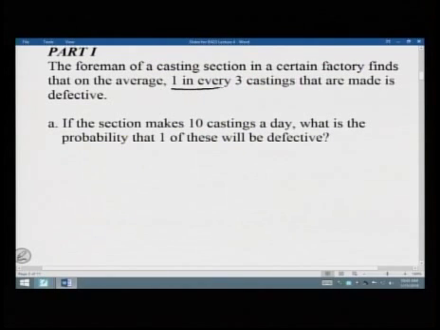Every 3 castings, so we know that's going to be 1/3. So we know that 1 in 3 castings are defective. And the question is, if the section makes 10 castings a day, what is the probability that one of these will be defective? Of course, we are assuming that the defects are independent and identically distributed. That is our assumption.